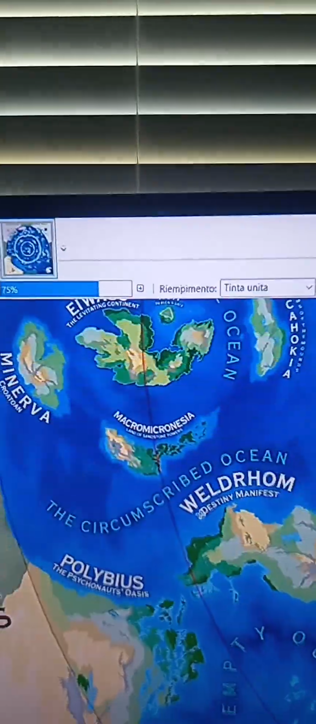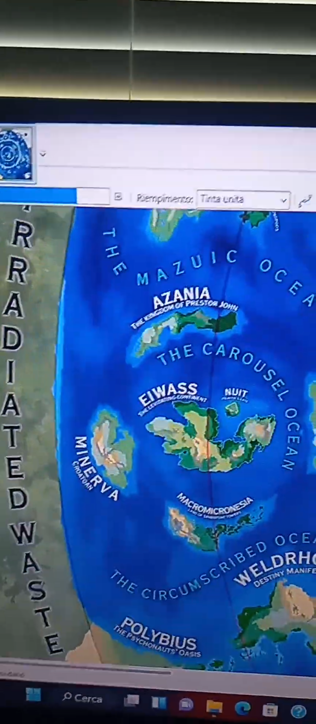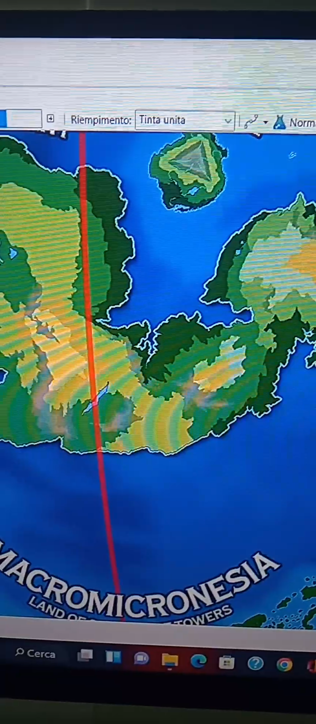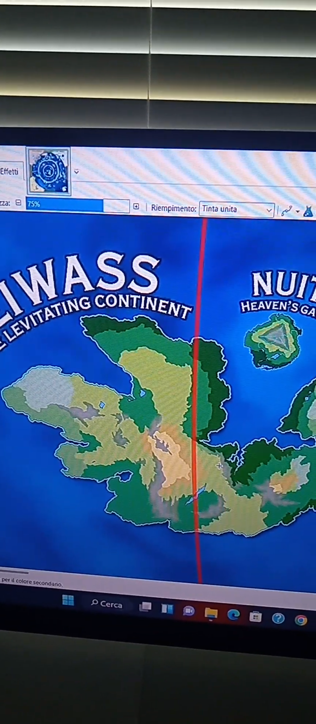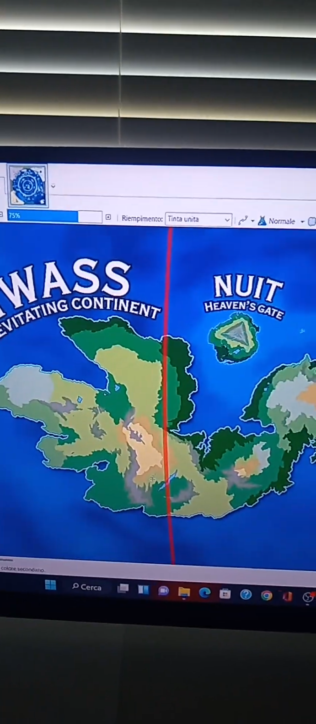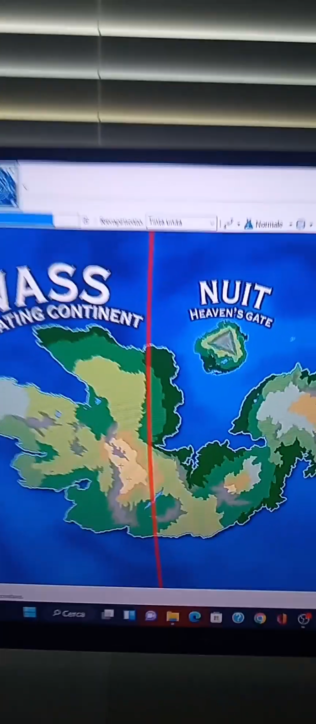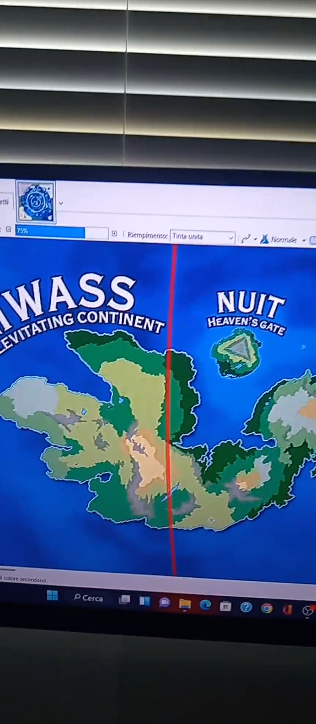We already saw it divide places like Azania, the kingdom of Prester John in the last episode, but it is the first continent that is completely divided in half by the equator, which means this is probably the area that most reminds us of the climates of tropical environments. So this is Eiwass, basically, as we can see in this map. So each ring has its own sun.